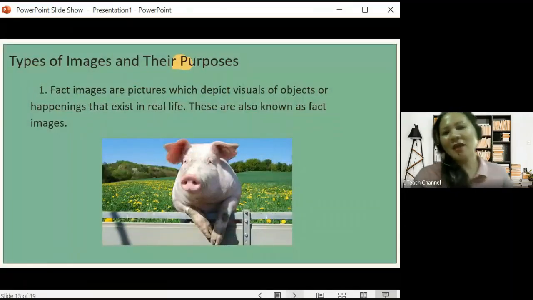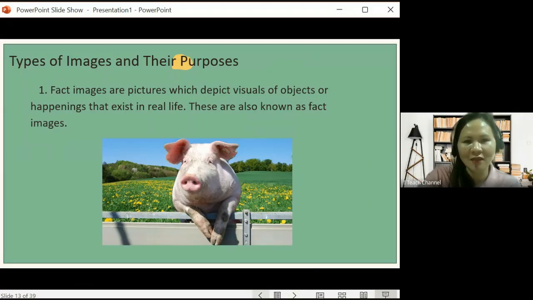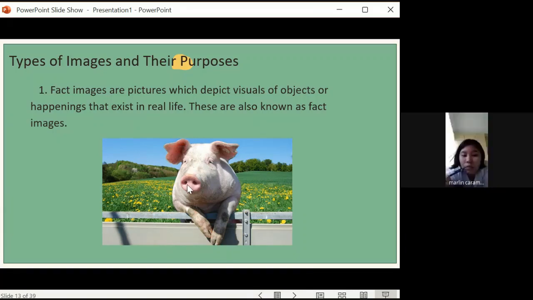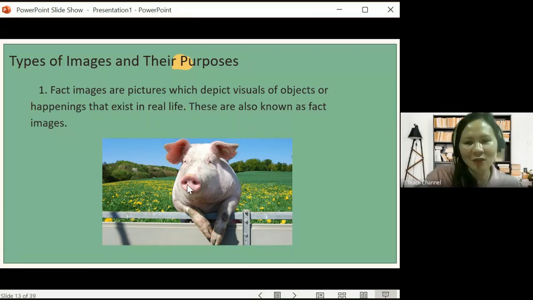Good job. Okay, so now this time we are going to focus on this one. We are going to study the type of images and their purposes. All right, so look at this picture. What can you see in the picture? A pig. All right. Yes, you are correct, Marlene. It's a pig. Okay. This pig is a fact image. Why? Who can tell me more about fact images? Ralph? It exists. Yes, very good. It exists. That's great. Yeah, you are correct.